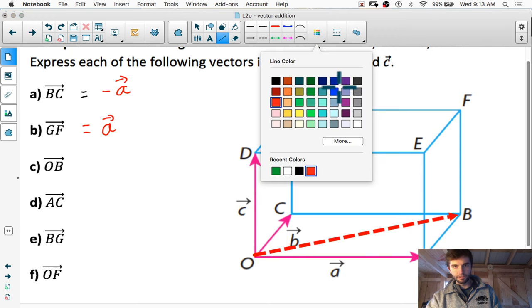Oh, let me move my diagram a little bit here. You guys couldn't see what I did there. Let me just move this.